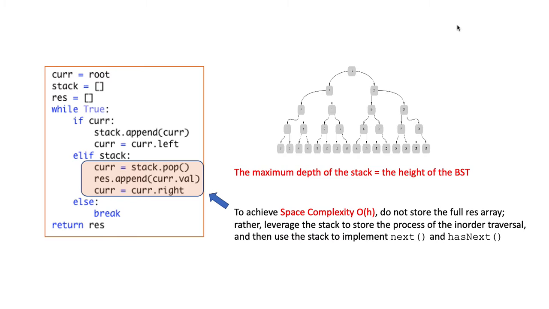More specifically, to achieve space complexity of O(H), do not store the full in-order traversal in the result array. Rather, leverage the stack, which has the maximum depth of O(H), to store the process of the in-order traversal, and then use the stack to implement the next function and hasNext function.